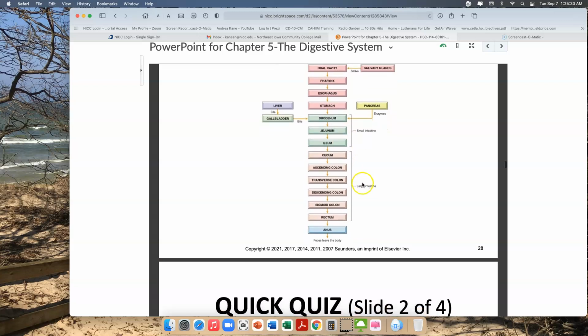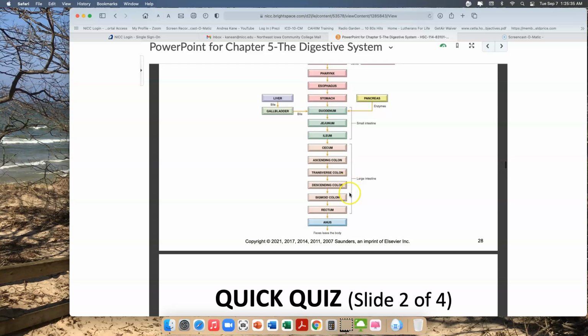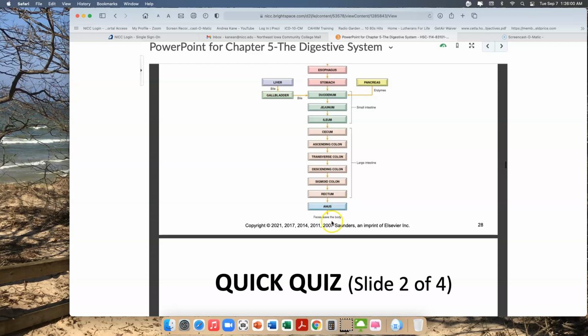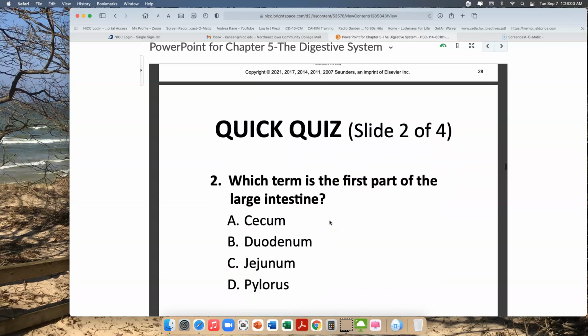Then it moves into the large intestine here, and this starts with a cecum. So make sure that you know the large intestine starts with a cecum and then moves to the ascending colon, transverse colon, descending colon, sigmoid colon, to the rectum. The rectum is the end of the large intestine. So watch out for that. You need to know it starts with a cecum, ends with a rectum. And then from the rectum, the waste is pushed through the anus and the feces leave the body.